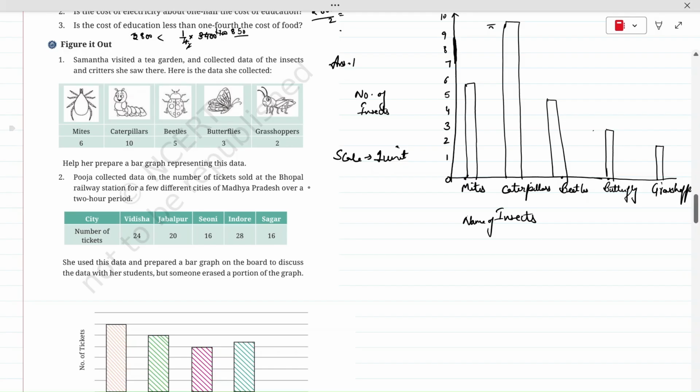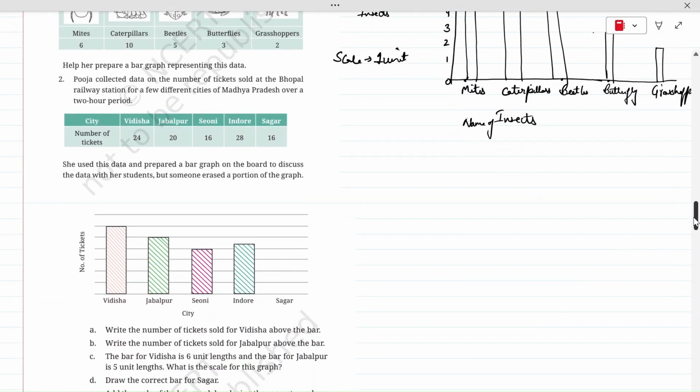Okay, now let's move to the second question. Pooja collected data on the number of tickets sold at the Bhopal railway station. So Pooja is a girl who has collected data on the number of tickets sold at the Bhopal railway station for a few different cities of Madhya Pradesh over a 2-hour period. That is, within 2 hours, how many tickets have been sold for the different cities of Madhya Pradesh is written here.